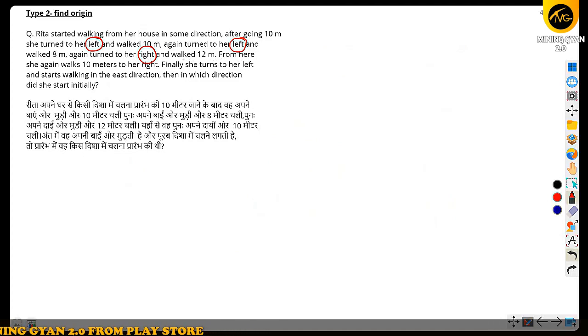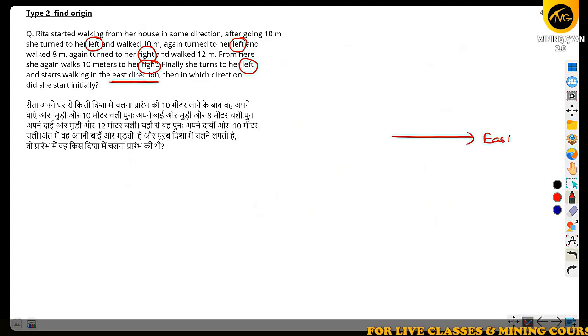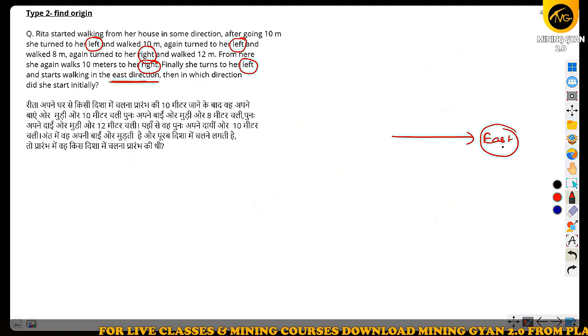From here she again walked 10 meters to her right. So fourth time she turned right. Finally she turns to her left, and finally she turned to her left and starts walking in the east direction. So basically her last facing direction is the east direction. So assume the last direction is east. Now we have to find out the initial direction from where she starts walking from her house. Okay, so now we have the last or destination direction, that is east.